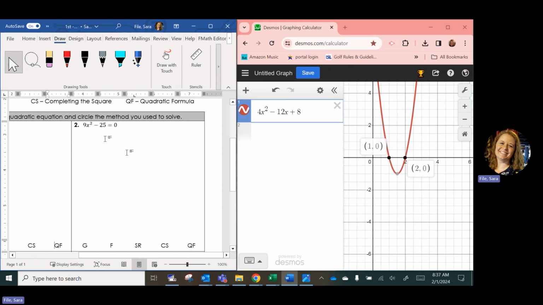This could have been done by factoring. This is a special type of factoring. I know nobody raised their hand in here, but this is a difference of two squares. You could have done this one by factoring.